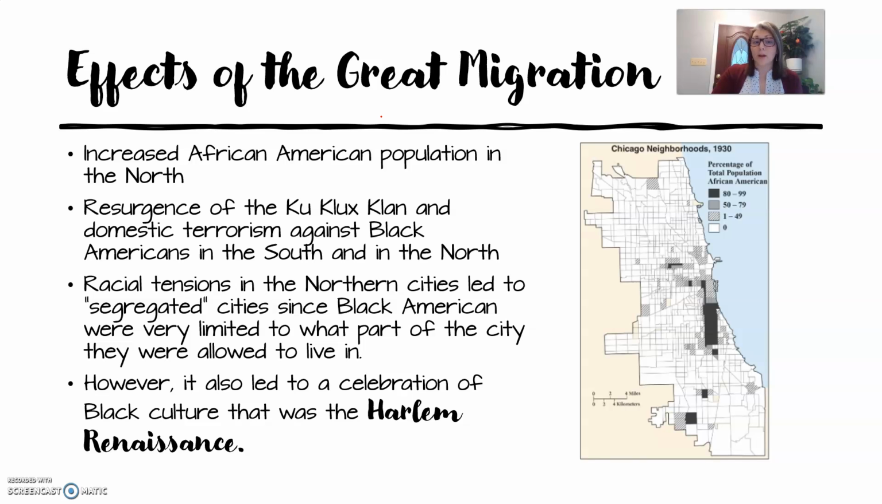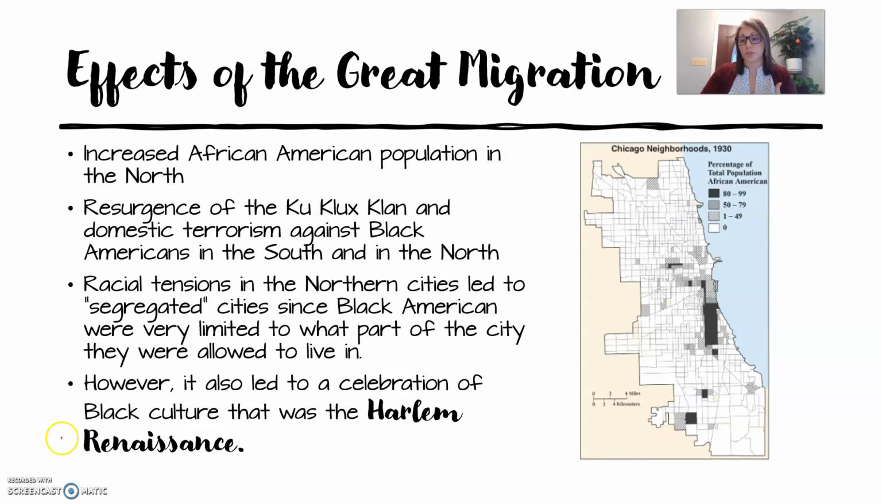So what are some of the effects of the Great Migration? There's an increased African American population in the North. There's a resurgence, however, of the KKK and domestic terrorism against Black Americans, both in the South and in the North. We are going to see the KKK kind of, for lack of a better term, follow Black Americans to the North, and they are also going to have discrimination and terrorism against Black Americans in the North as well. These racial tensions do leave northern cities segregated, where there are places in the city where Black Americans are allowed to live and places where they're not allowed to live.